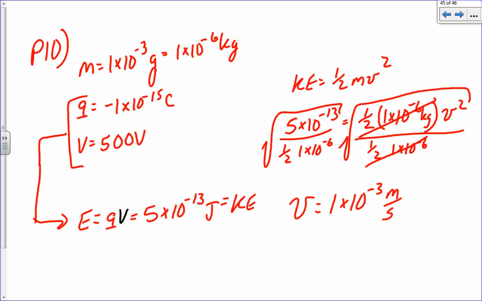So in contrast, this paint droplet, which has a fairly large mass in comparison to the charge in the previous problem, has a fairly slow velocity as it's being accelerated onto this object. Like in an inkjet printer, or in this case, painting some object, but it's similar to an inkjet printer. I think that's the end.